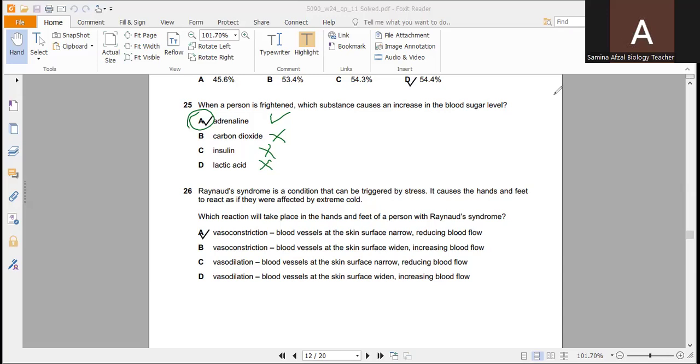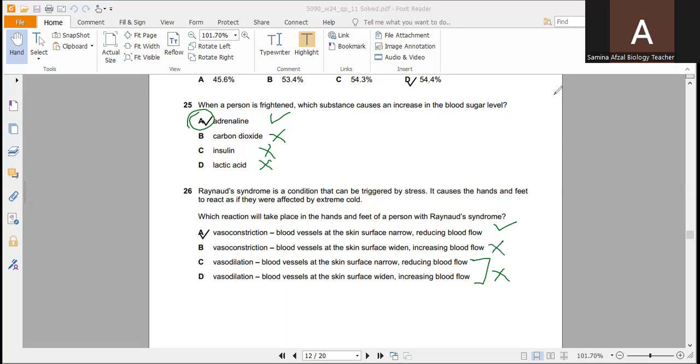So when the body feels extreme cold, there is vasoconstriction, not vasodilation. And in vasoconstriction, less blood flows towards the skin. So C and D, the vasodilation options, are not the correct options. There are two options in which vasoconstriction is there. First, blood vessels at the skin surface narrow, reducing blood flow. And the second, blood vessels at the skin surface widen, increasing blood flow.